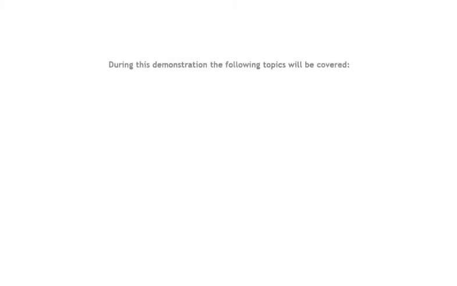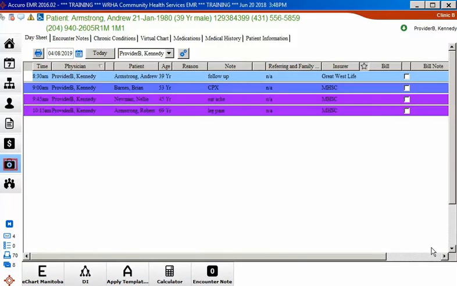The following topics will be covered during this session: viewing the daysheet, loading client profiles, printing the daysheet. The daysheet is found in the EMR section of Acuro. At the top of the EMR section, there are a number of tabs. The first tab is the daysheet.